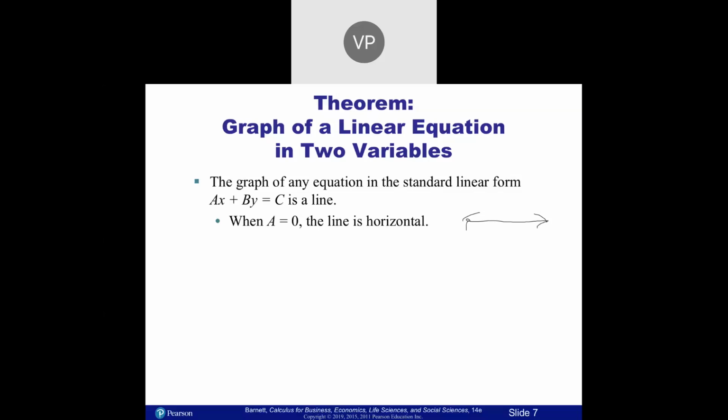If you have just y equals some number, or some number times y equals another number, you're going to get the horizontal line. On the other hand, if the b is 0, that means there is no y term, and you have ax equals some number. Something times x equals some number. That's, of course, where we have our vertical line going straight up and down like that right there.